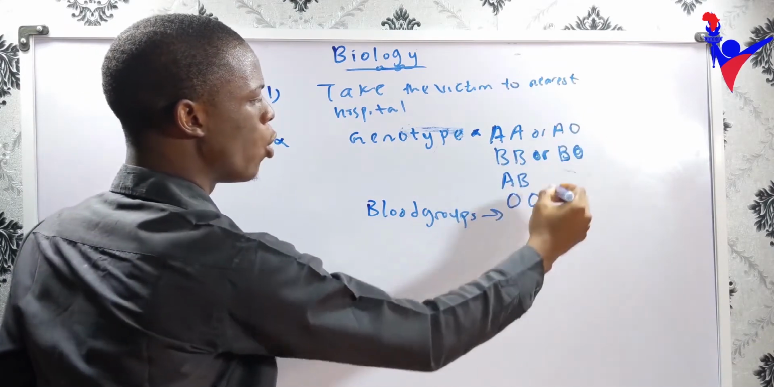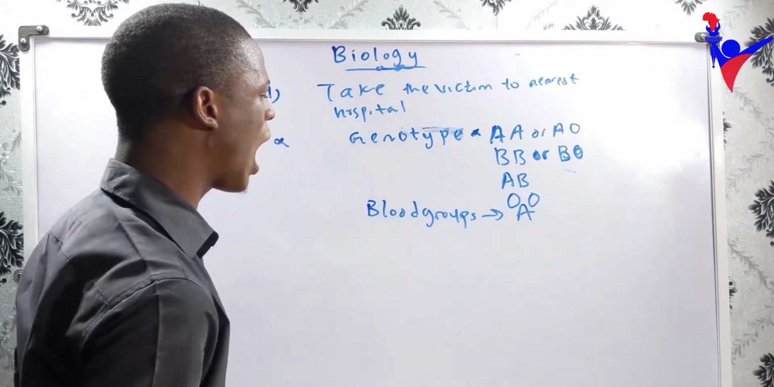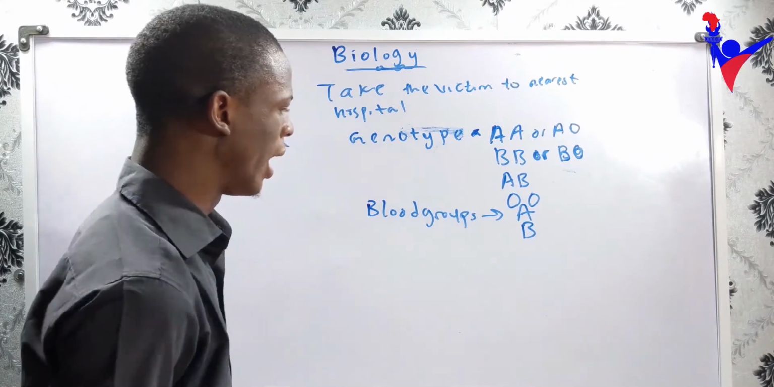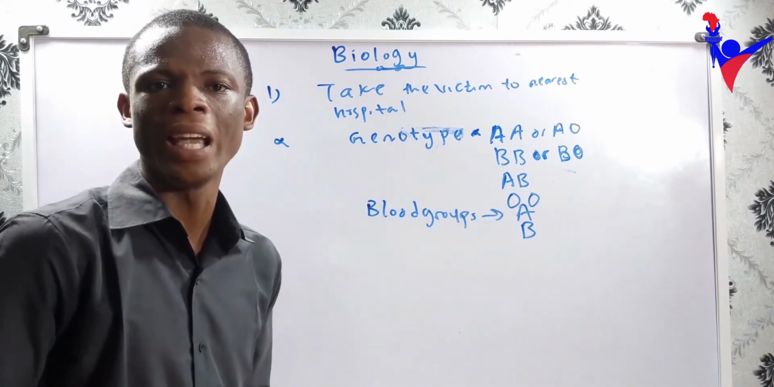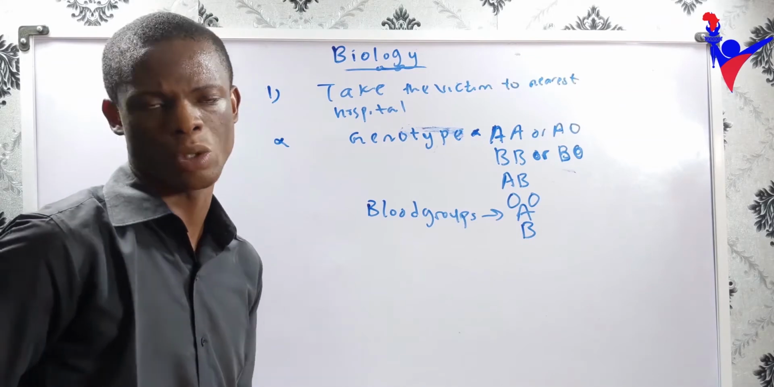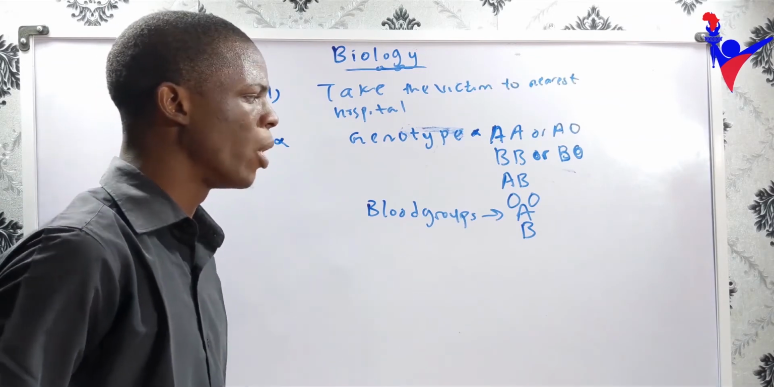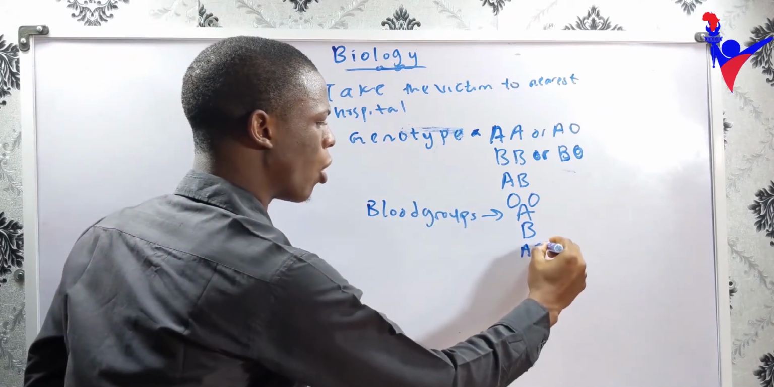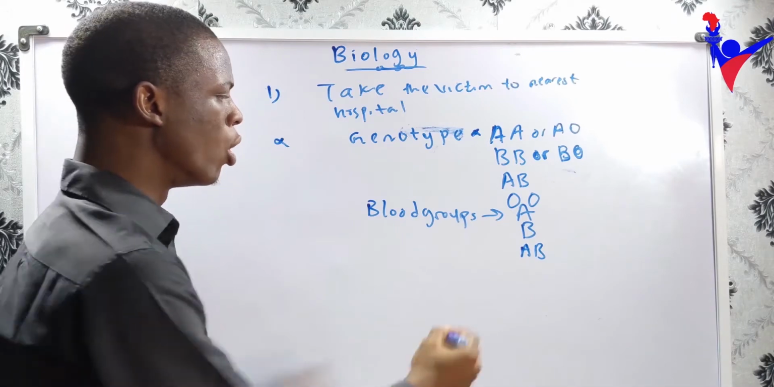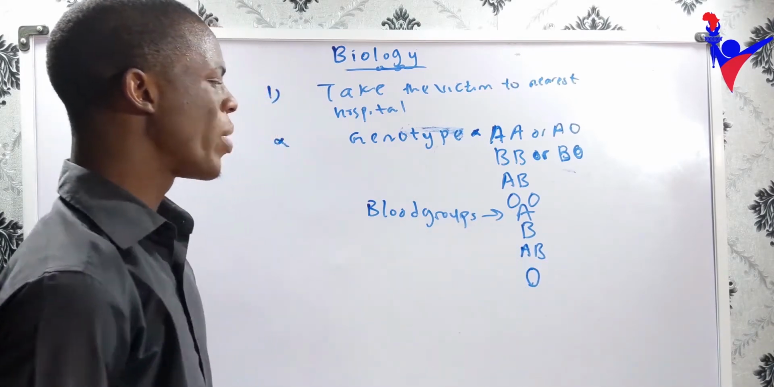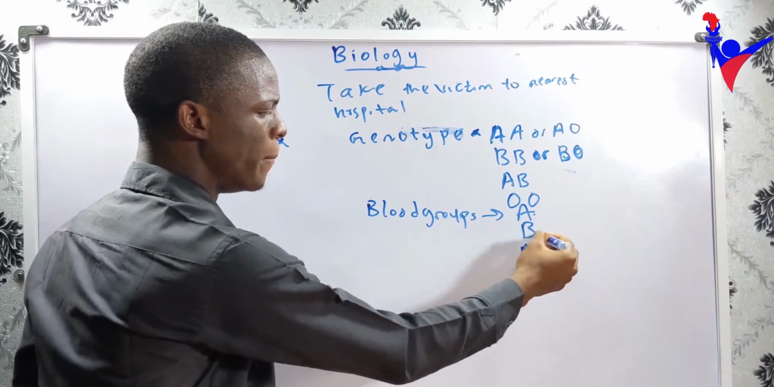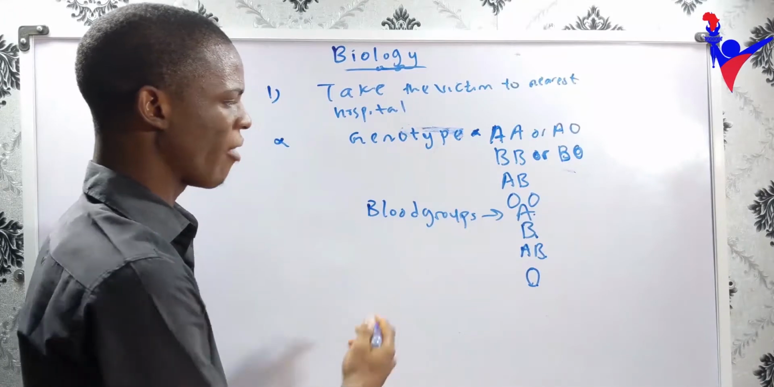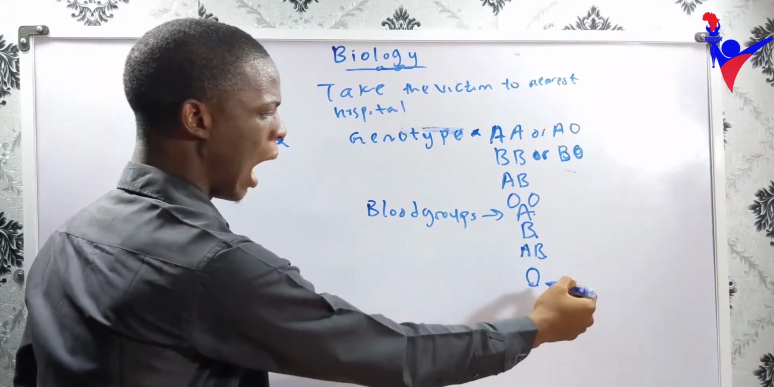So with AA or AO we have blood group A. We can only have blood group A with that. And with BB or BO, we have blood group B. A and B are dominant, they are codominant. You will still learn much about this term when we start the class fully. So we have the blood group AB, and we also have O. So how many blood groups? We have 4: A, B, AB, and O.